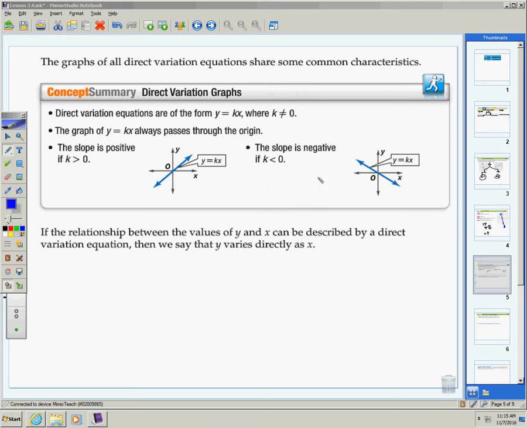So here's just a visual representation of what two examples can look like. If k is positive, the slope is positive, it's going to be going up. And if the slope is negative, our line is going to be going down. And then whenever we have direct variation, what we say is y varies directly as x. But again, nothing really new on this page, just organized in one simple box for you to refer to.